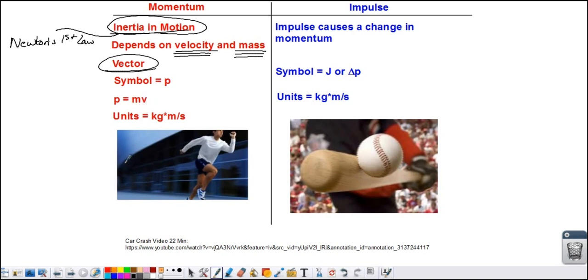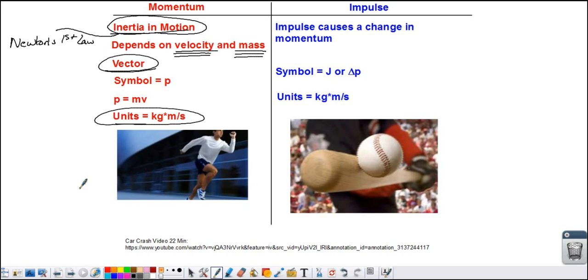The equation: momentum is equal to the mass of the object multiplied by the velocity of the object. The units, we don't make a new unit for this. We're just going to take the mass in kilograms times the velocity in meters per second, and use all of that together. The momentum will be measured in a kilogram multiplied by a meter per second.